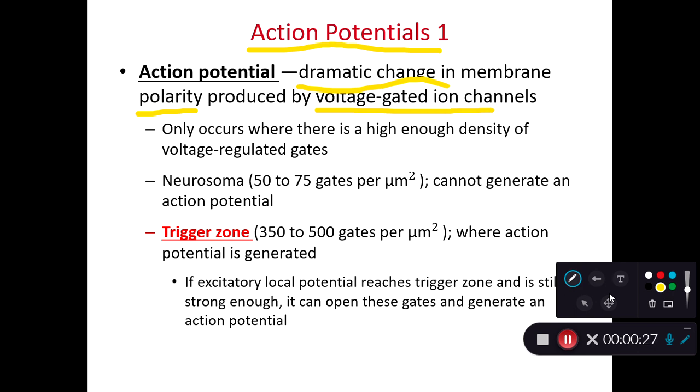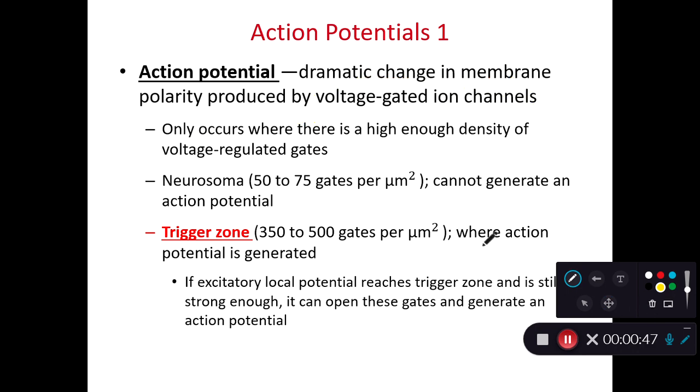And we're going to spend a lot of time talking about that term, voltage-gated ion channel. A voltage-gated ion channel, we'll talk about in more detail, but the name pretty much says it all. It is a channel in a membrane that lets ions go in and out, and it opens and closes based on a change in the voltage of the membrane.